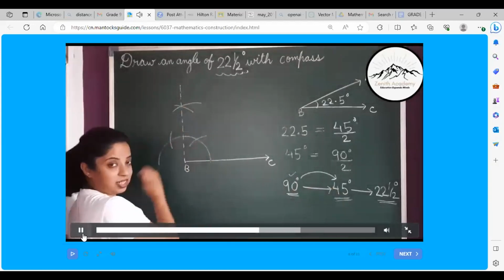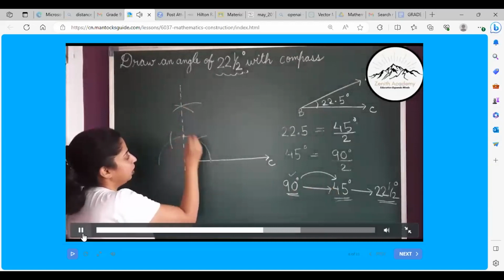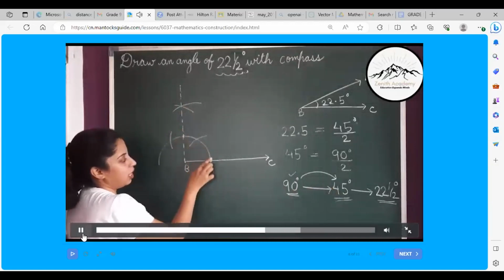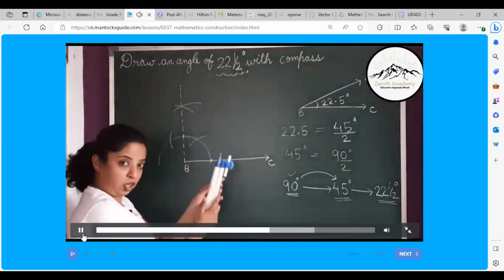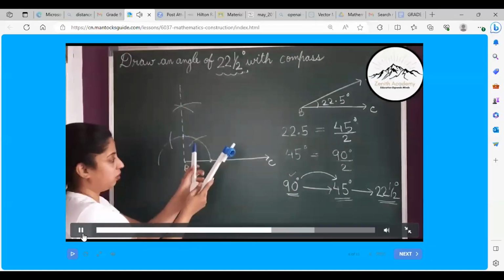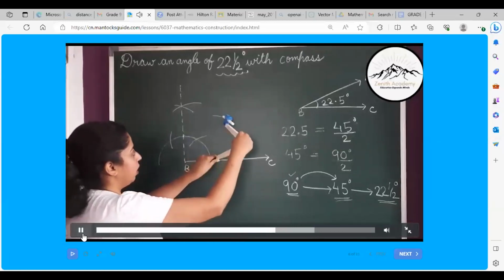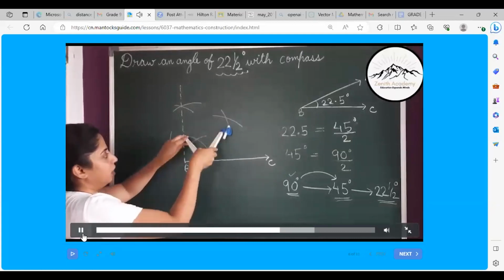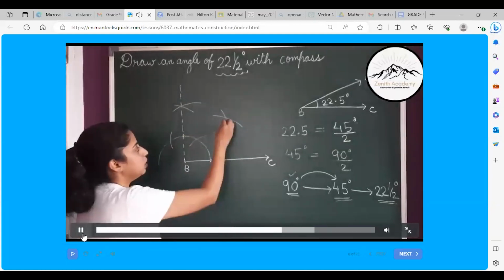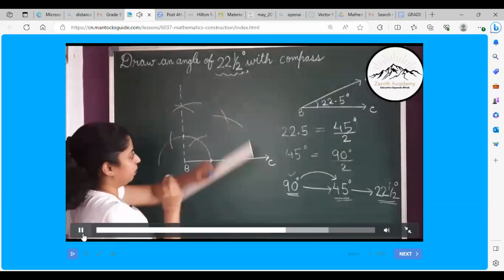So we will have to bisect this angle. So where are the end points of this angle? This point and this point. This is the whole angle 90. So we will have to bisect it from these 2 points. Now take your compass, stretch it. Okay. Keep the point at one end of the angle, draw an arc. Keep this point at another end of the angle and cut the arc. So this is the point of intersection. So we'll join this point of intersection and vertex B.